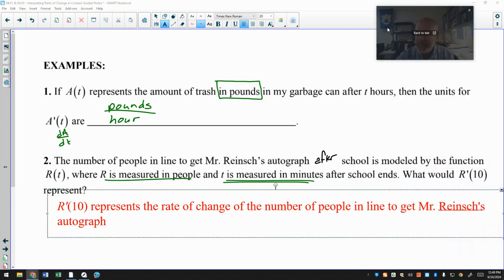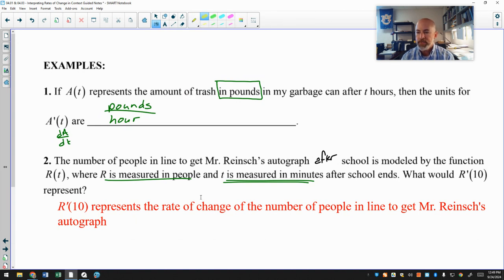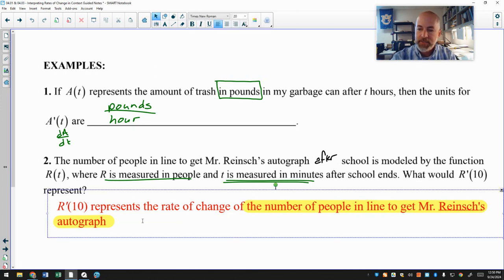So all of that is a lot of writing there, but all of this right here represents the rate of change of the number of people in line to get Mr. Reinsch's autograph. All of that is replacing capital R. The rate of change of R is the number of people in line to get Mr. Reinsch's autograph, and like I said, we often get the description of the function verbatim from the prompt, and that's exactly what I did there.